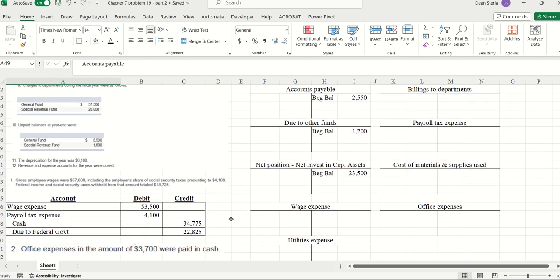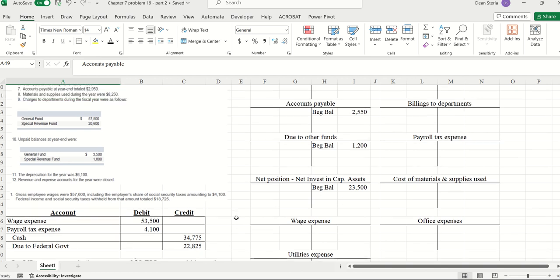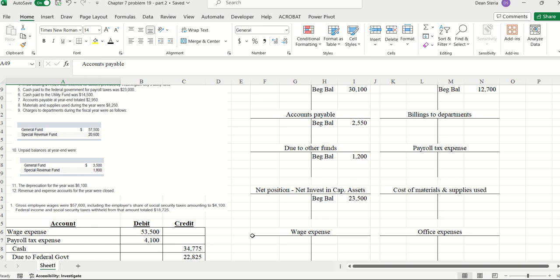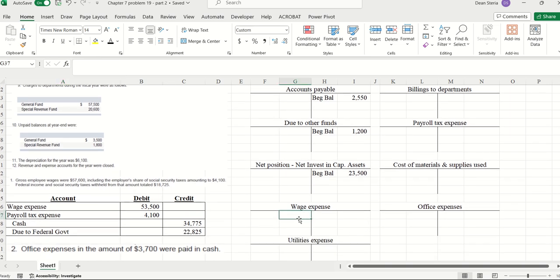So let's see. All we're going to do is take these numbers and put them in here. It's not difficult, it's just time consuming. So we got wage expense, debit for 53.5, and we also want to mark which journal entry it comes from, so if we need to, we can trace it back. Payroll tax expense, that was 4,100. That was a debit.